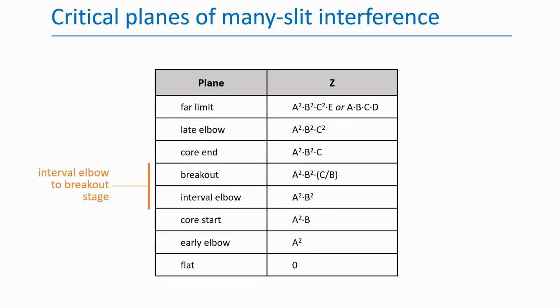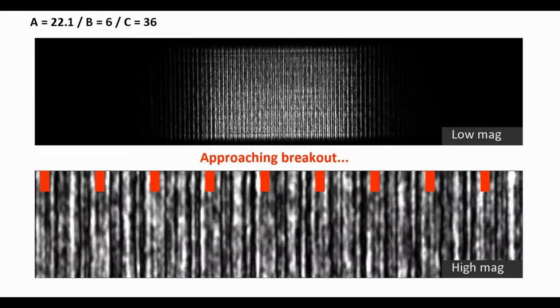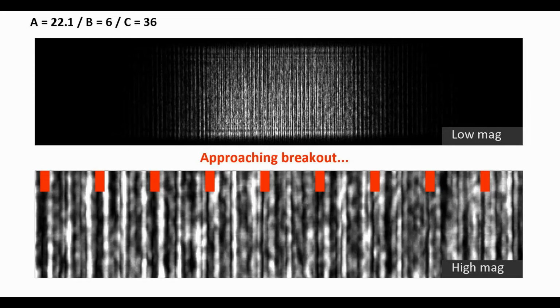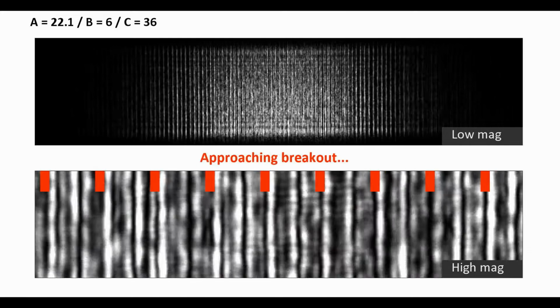The next stage begins at the interval elbow and goes up to breakout. This stage is a series of cycles. We begin at the distance a squared b squared, and each cycle takes another incremental step of a squared b squared. Each individual cycle is like a repetition of the entire progression so far, from the flat through the early elbow and the core start to the interval elbow. Each cycle ends at a coincidence that looks just like the original pattern at the flat. The last of these is breakout.